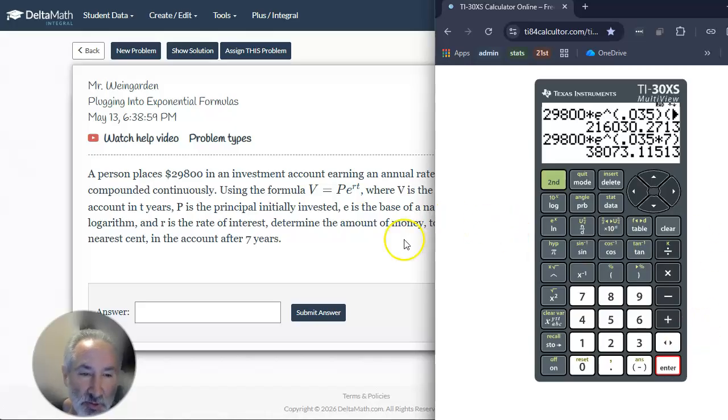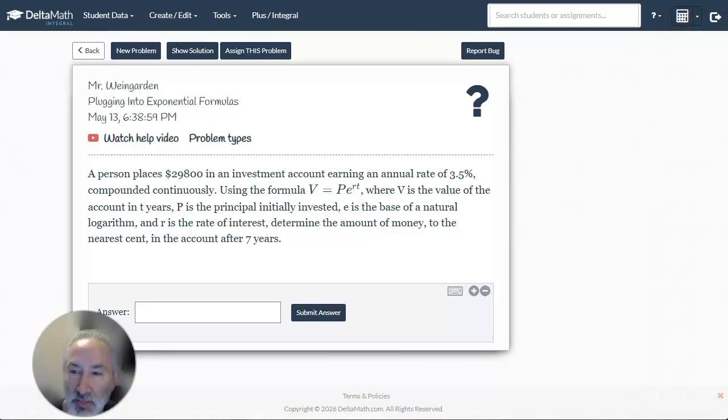Let's see if it says what they want us to round to. They want us to round to, do they tell us? Round to the nearest cent. Determine the amount of money to the nearest cent. So I'm going to go ahead and type in the number, and then we'll round. I think it's going to be 38,073. And then I'll give you a bunch of decimals, 0.115.